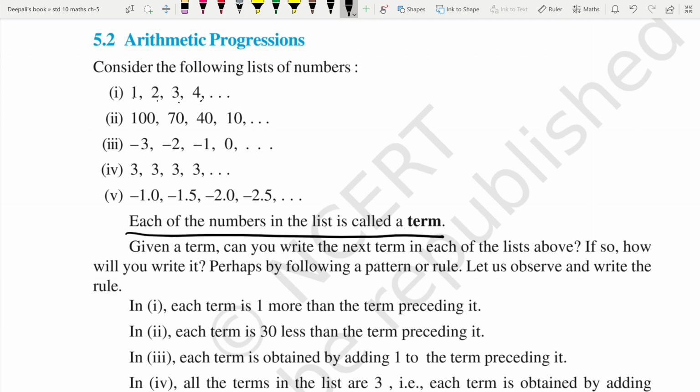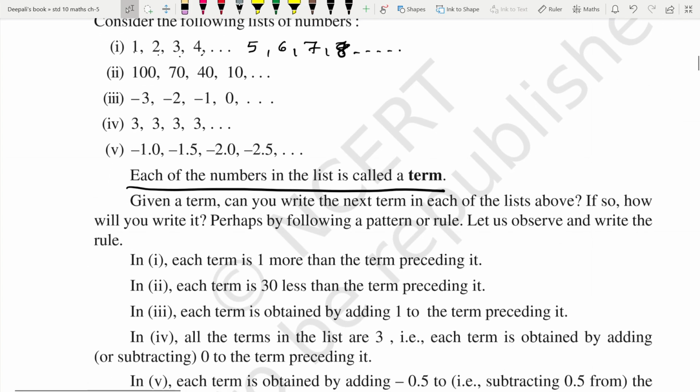Obviously, this you have been doing in lower classes. We know that the next term will be 5, 6, 7, 8 and so on. Same way, if you see in the second one, there is a difference of 30 between the two terms. That is here 30, then here 30 and here 30. So I know what will be the next one, right? It would be a negative number, but there is a difference of 30.